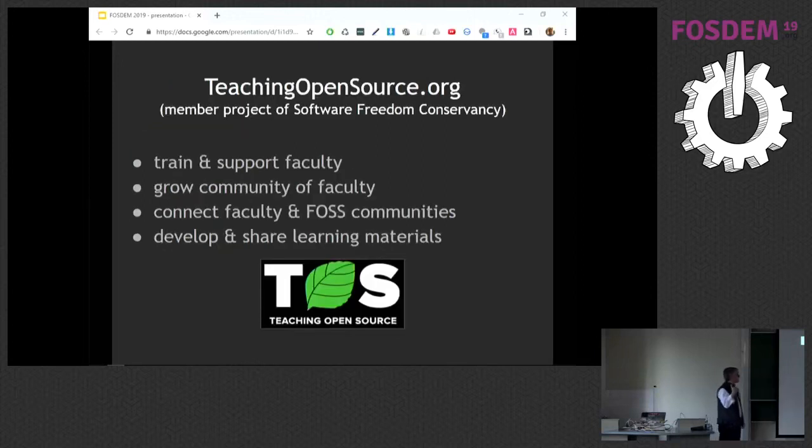So I'm part of a large group of people that are working to make this better. The umbrella organization is a site called Teaching Open Source, which is a member of the Software Freedom Conservancy. Our goal is really training and supporting faculty so that they can then support students, to get more students involved in these projects for all of the reasons we've talked about. So we train the faculty, we build community, we build resources they can use, and we try to connect faculty and communities where it seems like there are good fits.